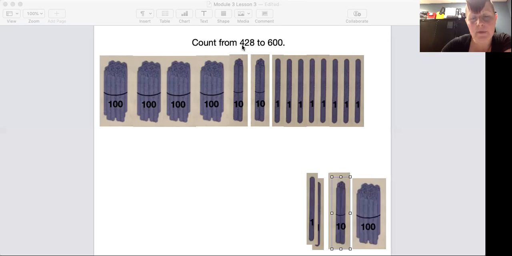And looking at this number, you can also look at it as the hundreds place. So there's 4 hundreds. Look at the tens place. There are 2 tens. And the ones place. There are 8 ones. Okay, so then we're going to count to 600.